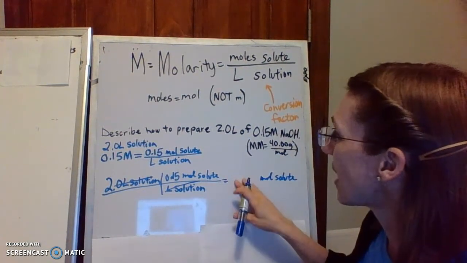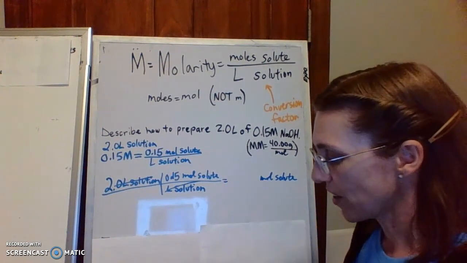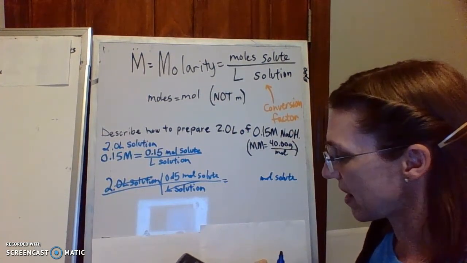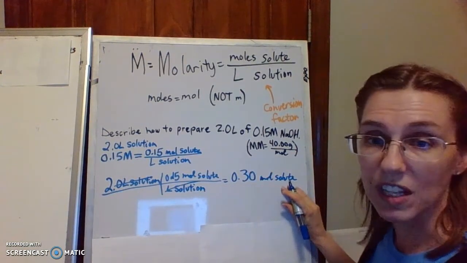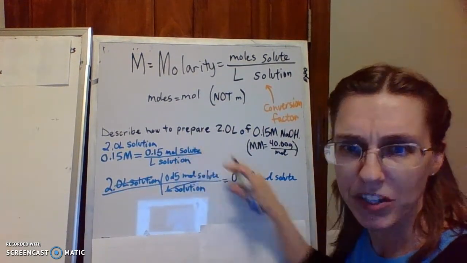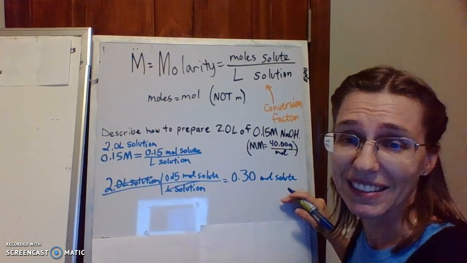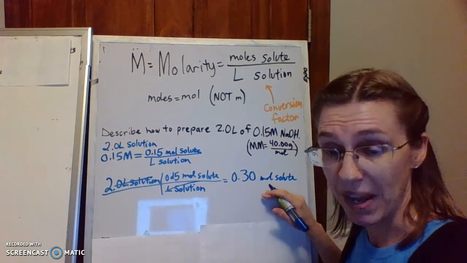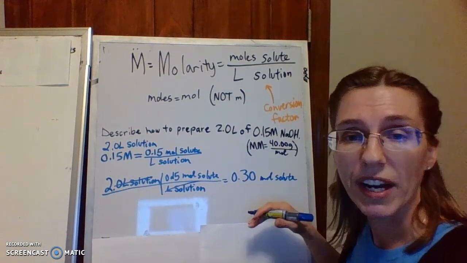Okay, that's not quite where we want to go, but it's getting there. So let's go ahead and take the 2 times the 0.15, and we end up with 0.30 moles of solute. Okay. Now, can we go in the laboratory and measure out moles of solute? Well, no, we can't. There's no way to measure that. But we can go into the laboratory and measure out grams. We've got a balance. So, is there a way we can get moles to grams?